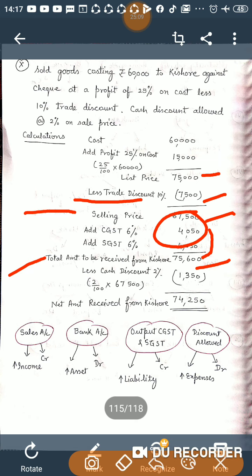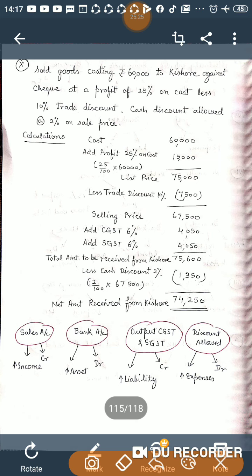Because full amount has been received from Kishore through check, on this amount we allow him the discount of 2%. That 2% will be calculated on selling price, that is 67,500. 2% of the 67,500 is 1,350. After deducting this from this 75,600, we have received check of rupees 74,250 from Kishore.